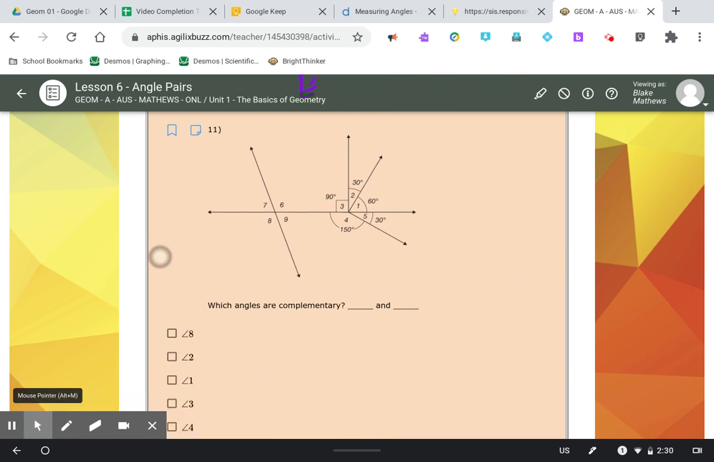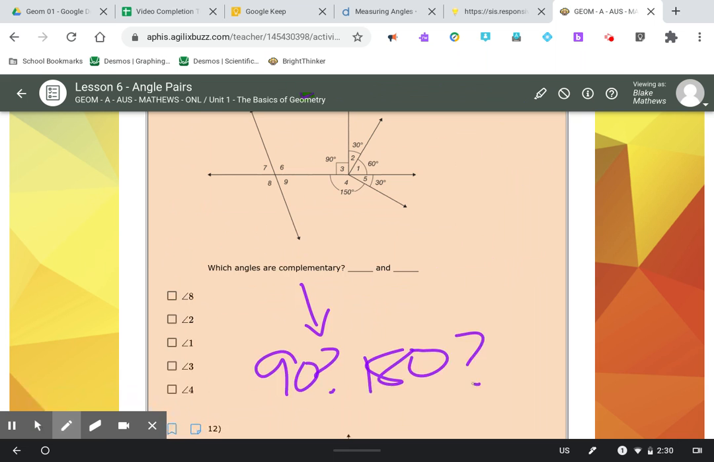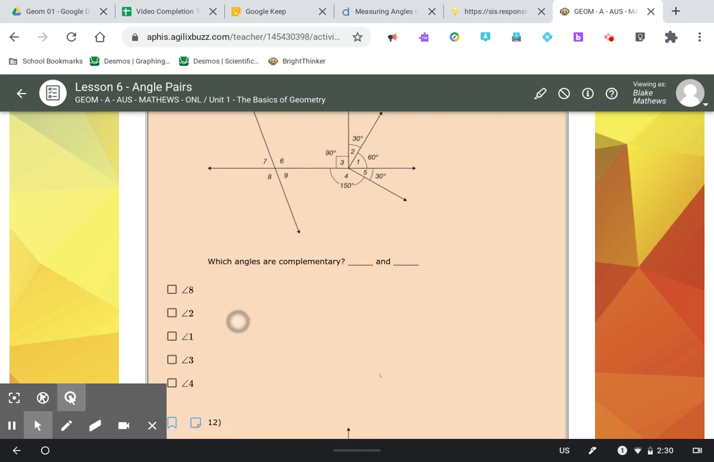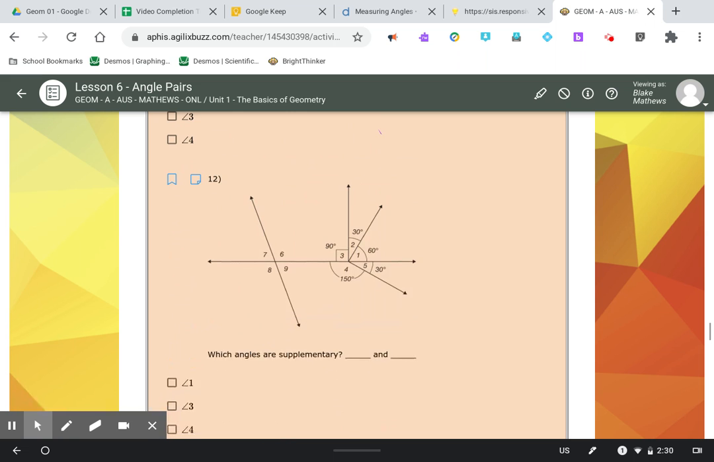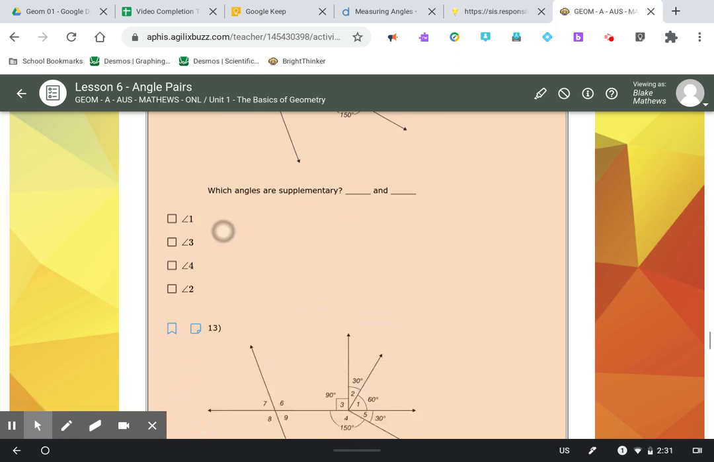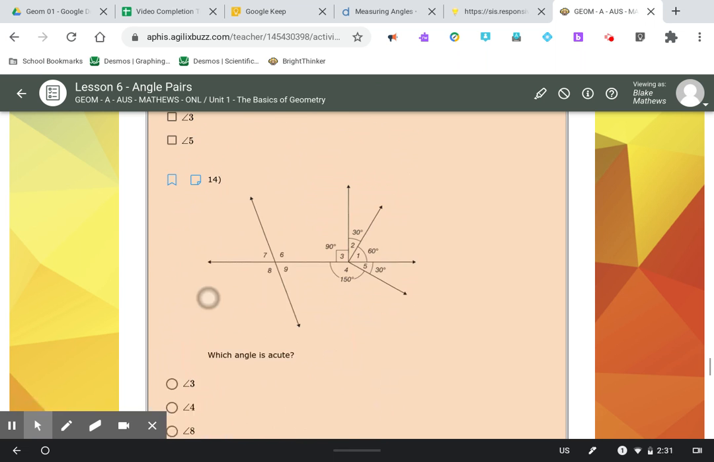Which angles are complementary? Go look at the definition. What is complementary? Is it 90? Is it 180? What is it? You need to figure that out. Go look at the definitions, go look at the notes, and name a pair of angles that add up to 90 or 180 or whatever it is. Supplementary, same thing. Name two angles that add up to 180 or 90 or whatever it is. Vertical angles. Again, go look at the diagram.